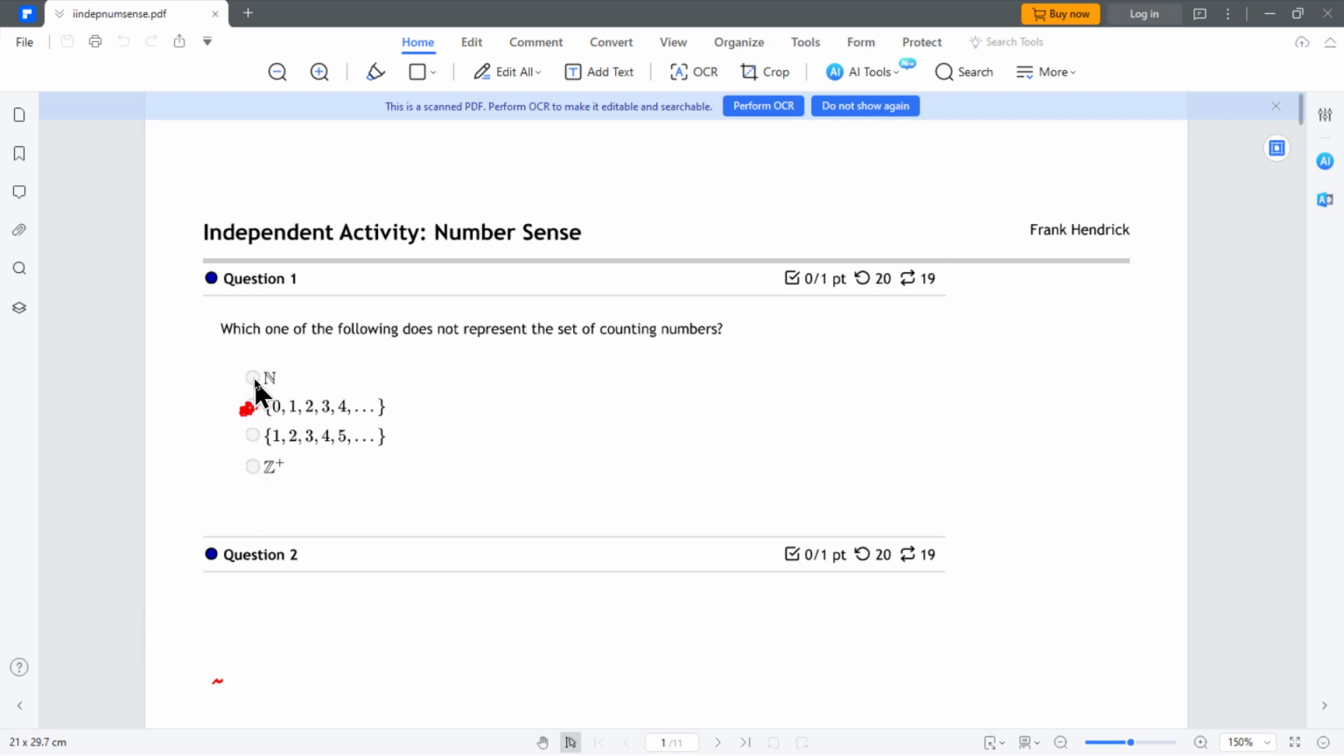So we have N here, which is a set of natural numbers, which is a set of counting numbers. And this other one here, we have 1, 2, 3, 4, 5. They're also part of the set of counting numbers. And then we have positive integers here. That's also part of the set of counting numbers. The only one that it's not is this one here marked in red, 0, 1, 2, 3, because you cannot count 0 on your hands. So that's the correct answer for number 1.